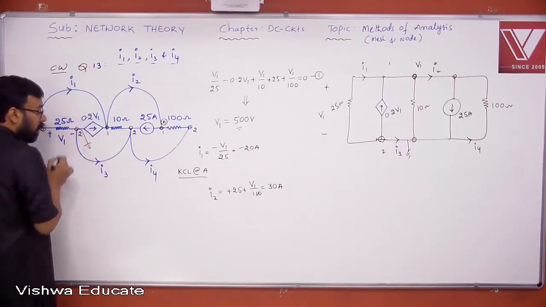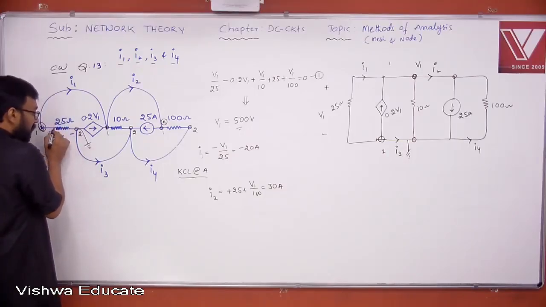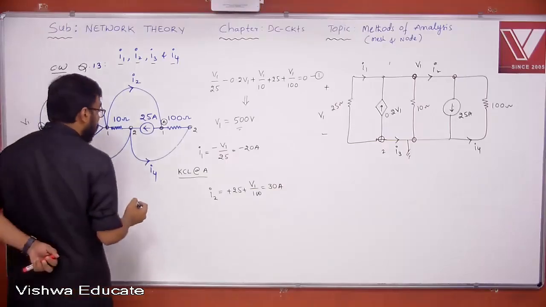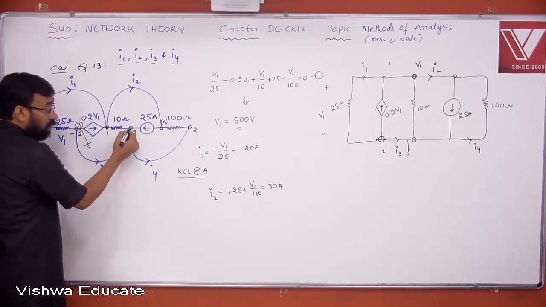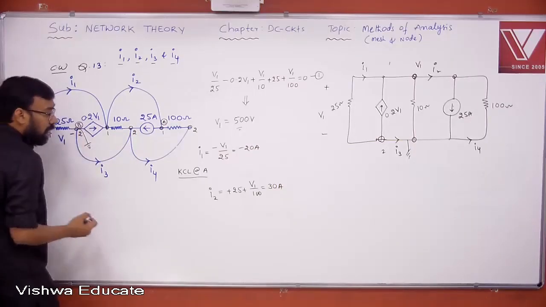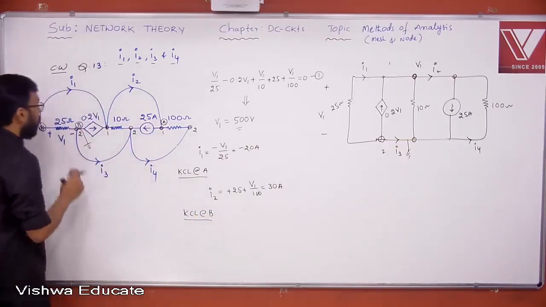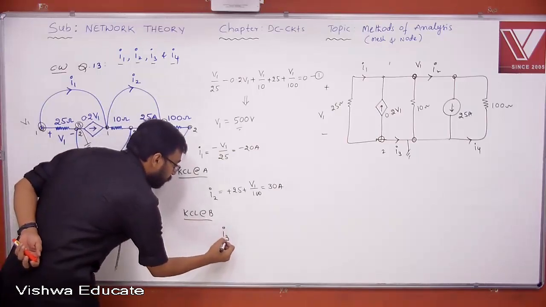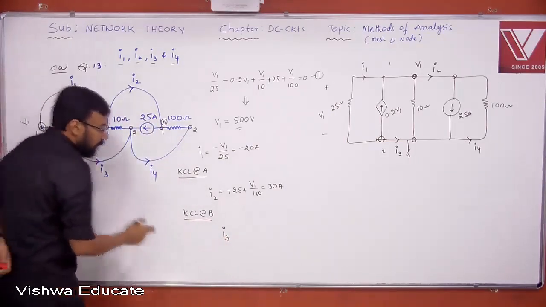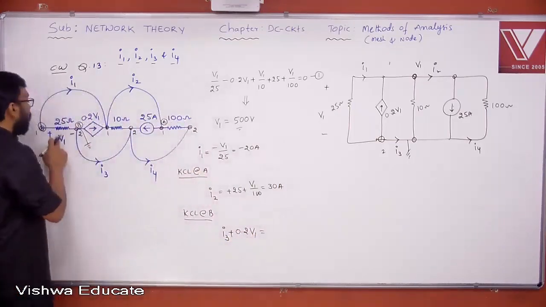Yes or no? Now you can see the current is leaving. V1 by 25 is entering, 0.2 V1 is leaving. You must write sum of leaving equals sum of entering. Better you apply Kirchhoff's current law at this node. Let me apply here, it looks very simple for me. KCL at node B. I3 is leaving, 0.2 V1 is leaving.